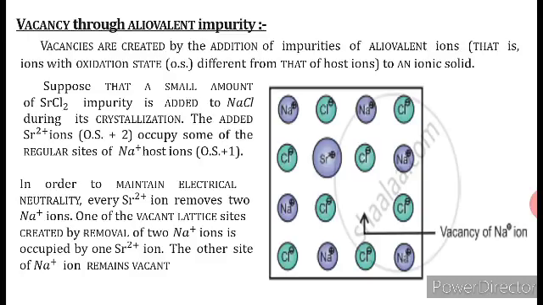Now the next one, the second type of impurity defect, is the interstitial impurity defect. From the name itself you will get an idea that the impurity is occupying interstitial voids or interstitial space, or vacant spaces in the crystalline solid.